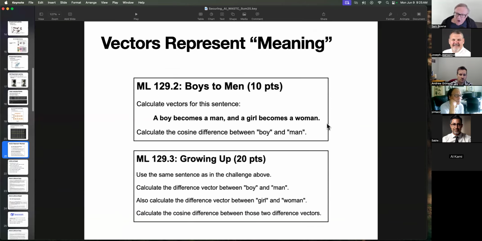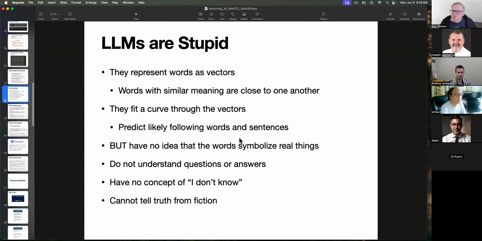So it represents the words as vectors and the meaning in some kind of meaning space where words with similar meaning are near each other. It then fits a curve through the vectors, predicting what words would come next, but it has no idea that the words are symbols for objects in the real world. LLMs don't even have any experience with the real world until they're put in robot bodies and have a babyhood like a human where they interact with objects and find out there is such a thing as a real world. They don't know what they're doing. They're just doing a mathematical fit through the points.